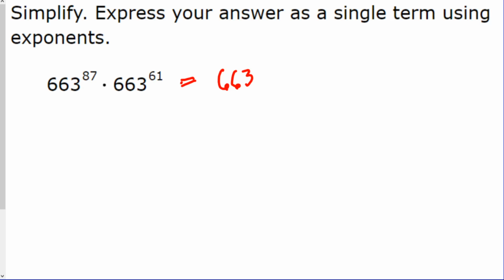The new rule that you just learned: if the bases are the same and you're multiplying, you can add the exponents. So up here, we just add 87 and 61, and we end up with 663 to the 148th power. Okay, that is an enormous number. But we can write it like this. And that is simplified using a single term with exponents like they asked.